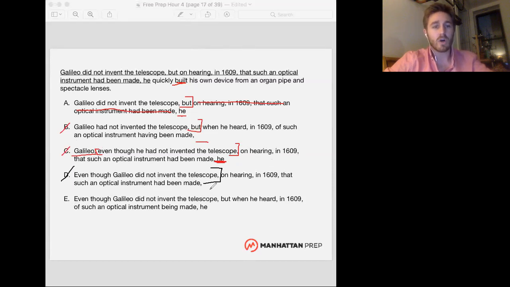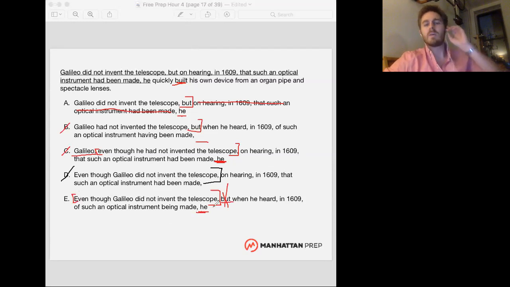Okay. E, even though he did not invent the telescope, I'm looking now for a subject verb. Just a standard subject verb clause. And then I get but, a conjunction. Well, I don't need a but. I already have a conjunction, even though. So but is out. I don't need it. So you want to, as you read, predict structure. Know what structure you're given and think about what else could or must be there.